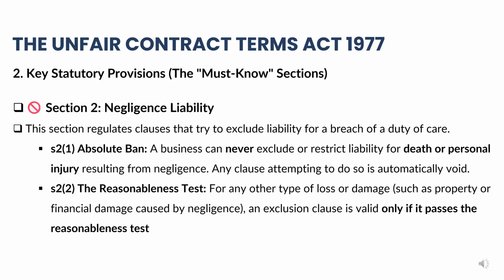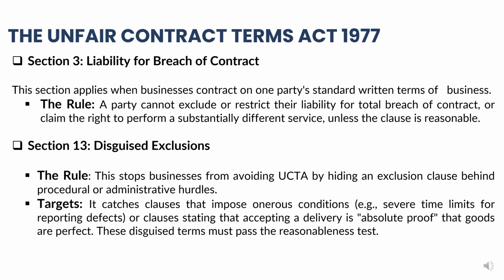Next, we need to examine how the Act handles standard contract breaches where negligence isn't involved at all. In our previous slide, we looked at Section 2, exploring how UCTA deals with tortious liability and negligence. But what happens when the dispute has nothing to do with carelessness or injury, and is instead a straight case of breaking a commercial agreement? To answer that in an essay, we have to move to the next vital core provisions on our checklist, Section 3 and Section 13. Let's begin with Section 3, which regulates liability for breach of contract.